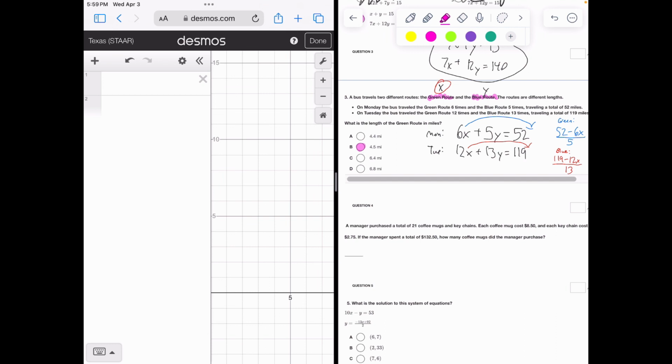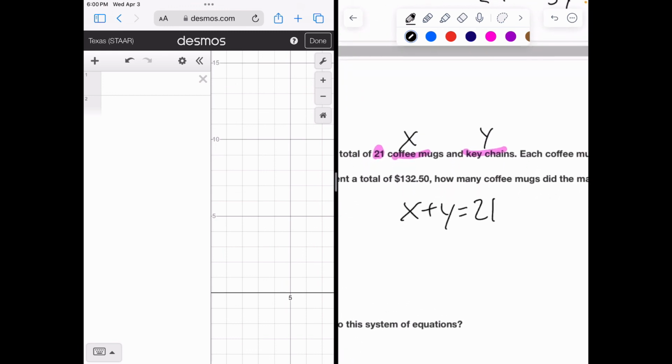Okay, so let's figure this out. We have coffee mugs and keychains, and we have a total of 21 coffee mugs and keychains, so they added them together. Looks like we're setting up another one. So I'm going to make X the coffee mugs. I'm going to make Y the keychains. And if I add them together, X plus Y equals 21. Zoom it in a little bit right over here.